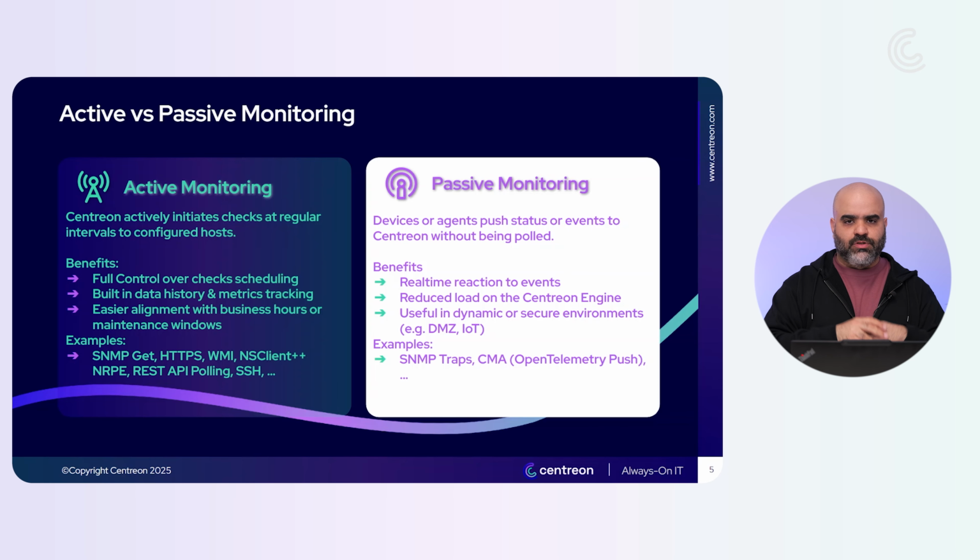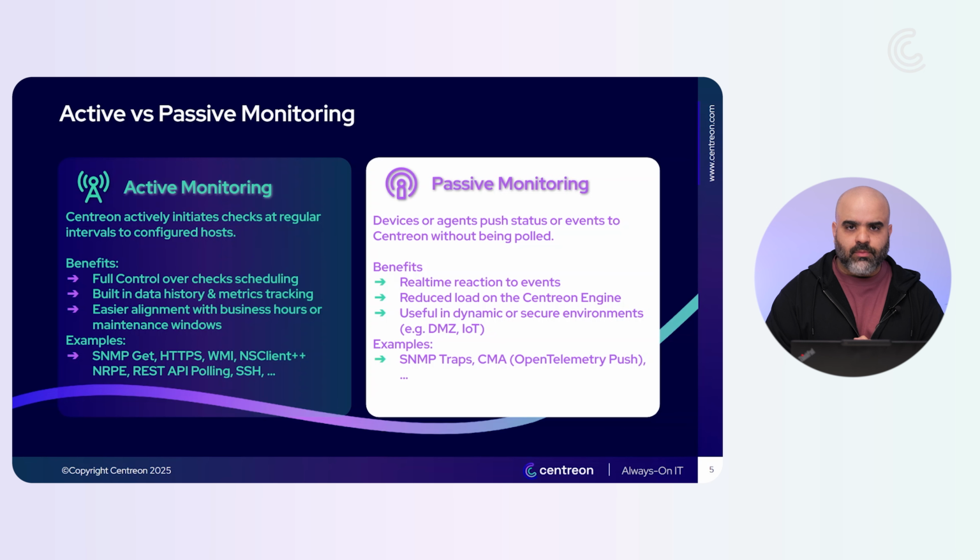You can get some examples. For active monitoring, we can use something like SNMP, HTTPS, WMI, or SSH for synthetic servers. With passive monitoring, we will use protocols like SNMP traps or the OpenTelemetry standard.